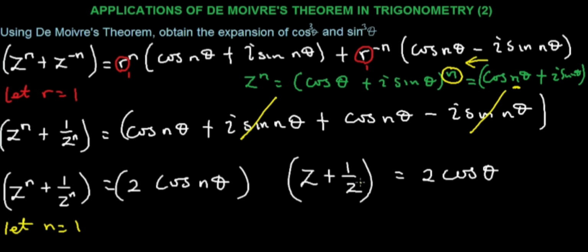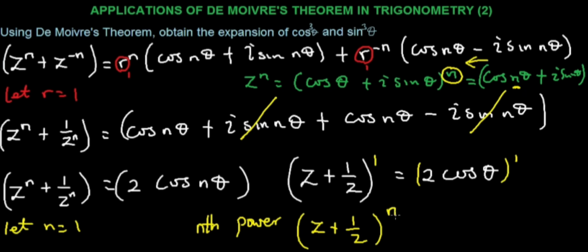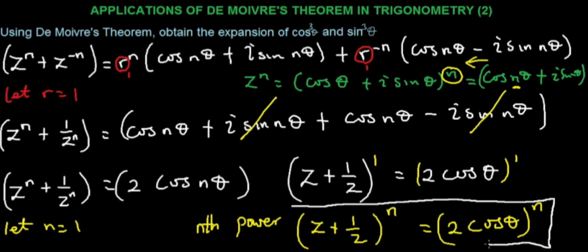So in this case now, since this one is just the first degree power, I can now say the nth power, z plus 1 over z raised to power n, will be 2 cos theta raised to power what? n. So this is what we want to derive in terms of cos. Probably you want to find the power of cos using De Moivre's theorem. This is what you want to derive, the nth power for cos. So we'll be using this particular one. This is for cos here.